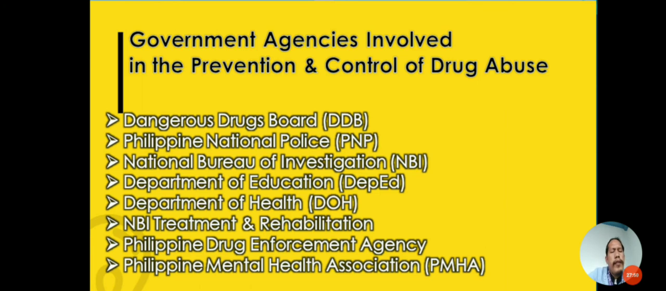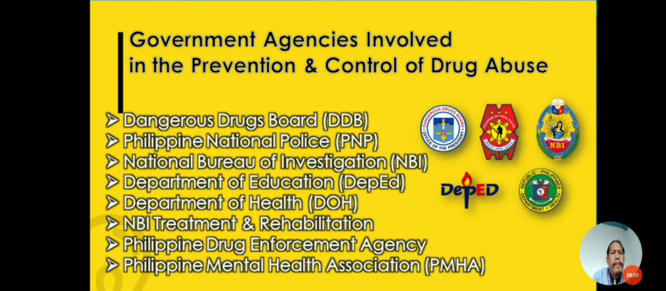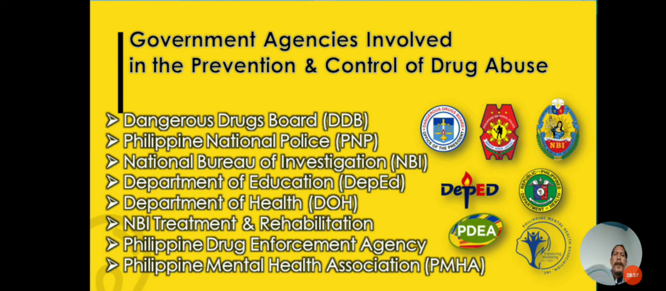Now, the government agencies involved in the prevention and control of drug abuse. Among them we have the Dangerous Drugs Board or DDB. Also included are the Philippine National Police or PNP, the National Bureau of Investigation or NBI, the Department of Education or DepEd, the Department of Health or DOH, the NBI Treatment and Rehabilitation, the Philippine Drug Enforcement Agency, and the Philippine Mental Health Association or PMHA.